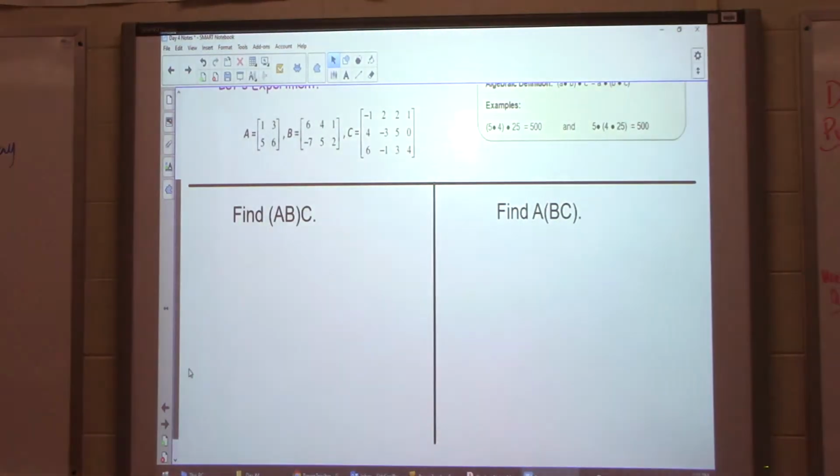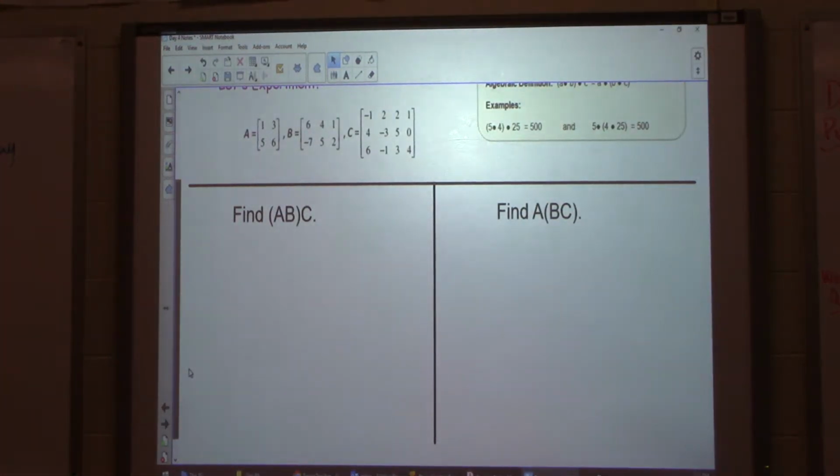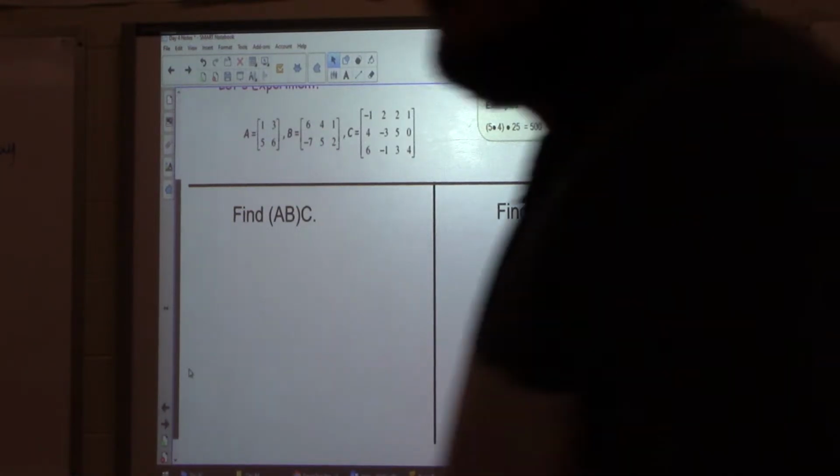Otherwise, you can get an error in your calculator. Can you just do it all in one though? Do you put in parentheses? You can't put parentheses in now. I tell you what, just do A times B, hit enter, and then multiply by C. You got the easy one over here. They gotta do different.